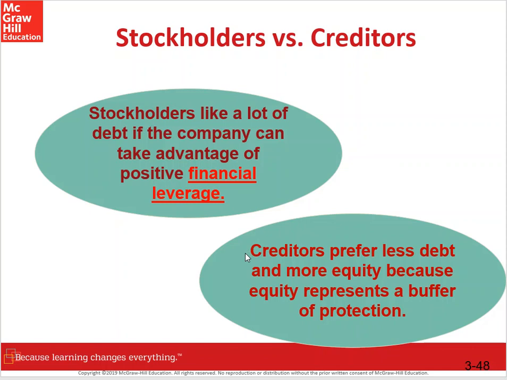Creditors, on the other hand, prefer less debt and more equity because that equity represents a buffer of protection. The creditors would prefer to be our only creditor. They want to make sure that they get paid back plus interest on time. So the idea of having lots of debt means there might be other creditors, and that makes them a bit insecure. So both stockholders and creditors want the company to be successful.